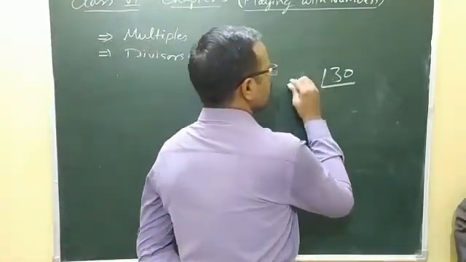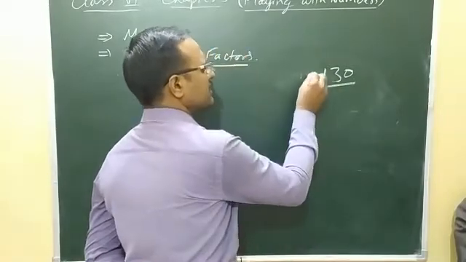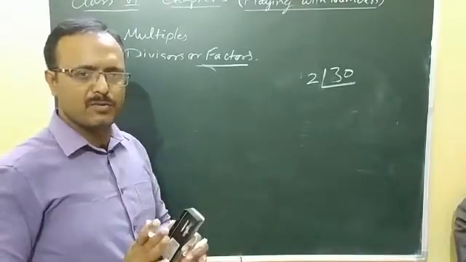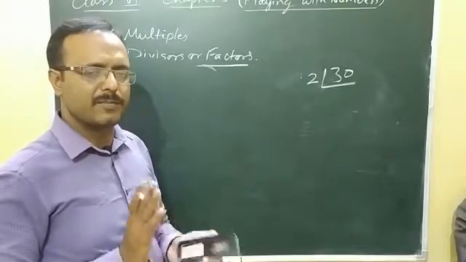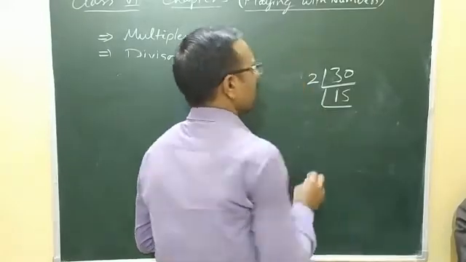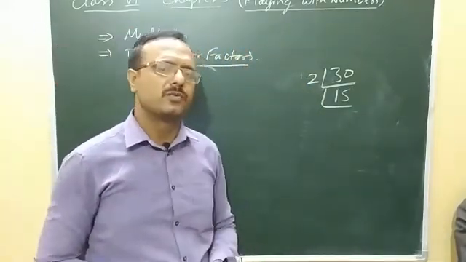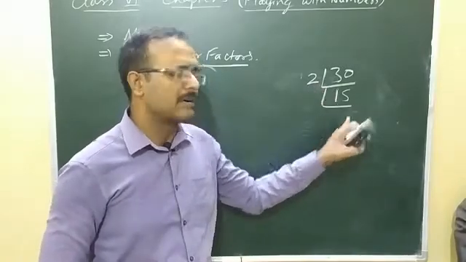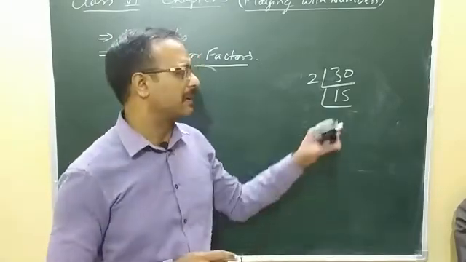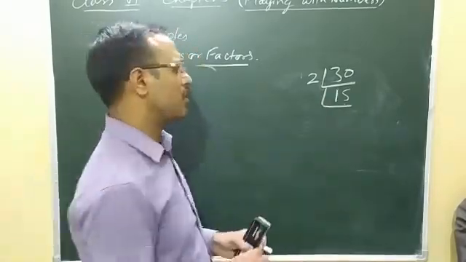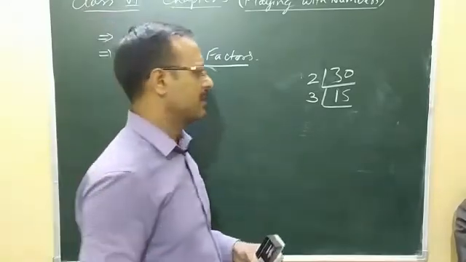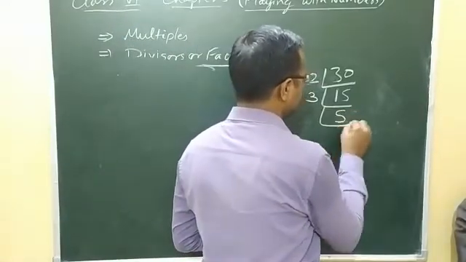So what you have to do is start with 2, the smallest prime number. 1 is not a prime number, as you already know, and the prime numbers start from 2. So take 2 and divide: 2 15s are 30. Then again start applying 2. If you divide by 2 here, you will see that 15 is not completely divisible. So try to take a number which will completely divide 15. The next number we can take is 3. So you divide it by 3, 3 5s are 15.